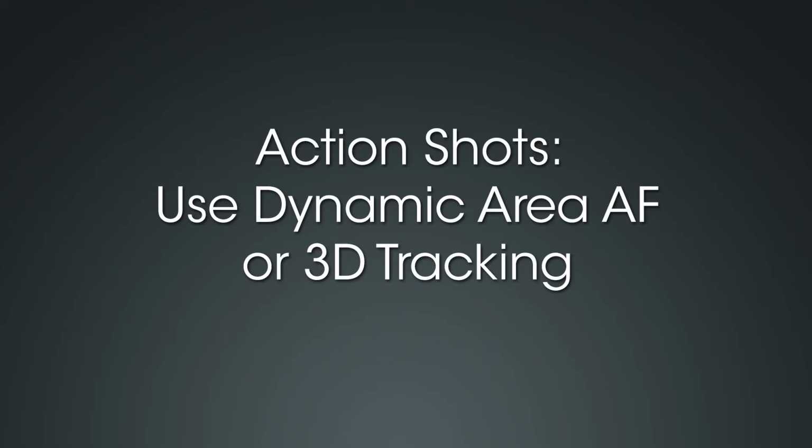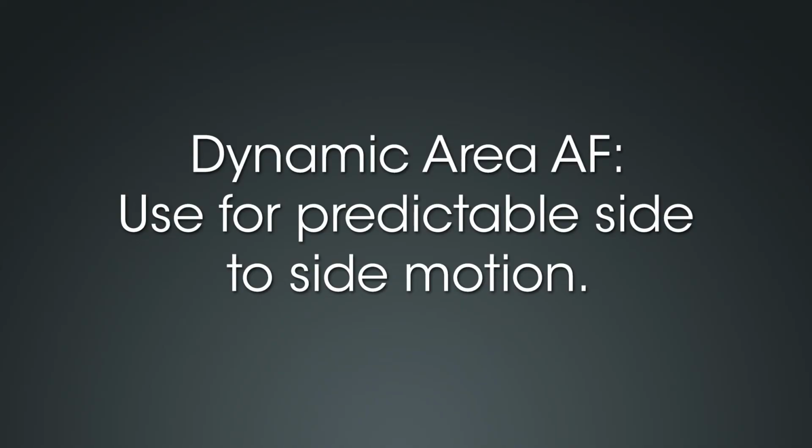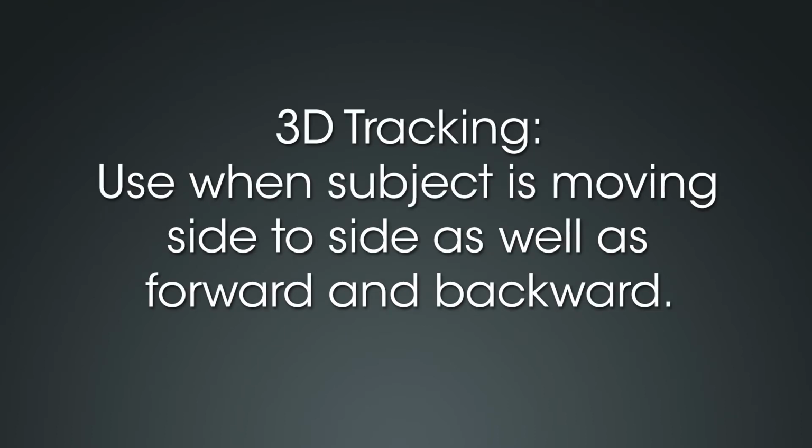After the autofocus mode is set to AFC, either dynamic area or 3D tracking would be good choices for the autofocus area mode. The speed and predictability of the subjects would determine whether dynamic area or 3D tracking would be the better choice. If the action is somewhat predictable and the motion is generally from side to side, using the dynamic area AF would get good results. If the action is more erratic and the motion is not only side to side but forward and backward as well, 3D tracking would be a good option.